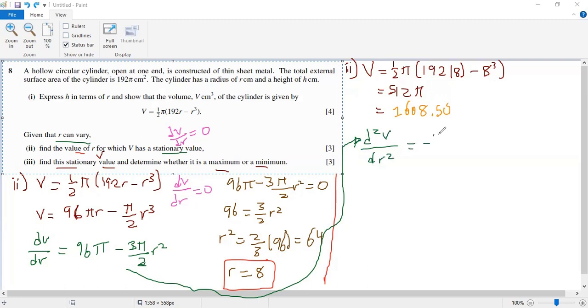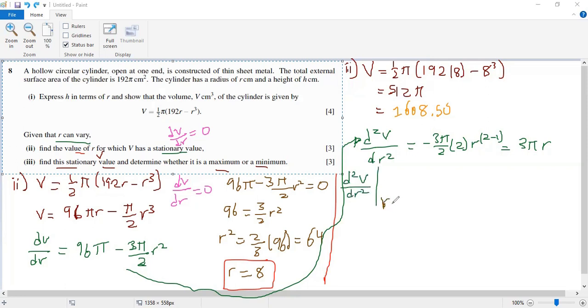The constant part becomes 0. So minus 3 pi over 2, times the 2 and then bring the r down, like r to the power 1, you'll know this. So this becomes minus 3 pi r. Yes, and then we put the value of r in this to check whether it's positive or negative. There's nice notation, it's good to learn early. Sometimes in calculus, it's written dV/dr squared, which is complicated, writing the whole thing again.